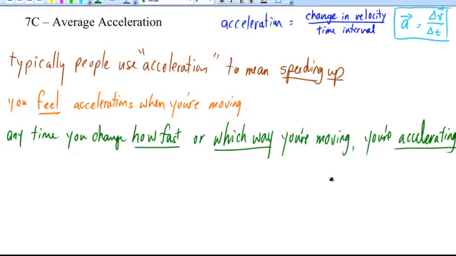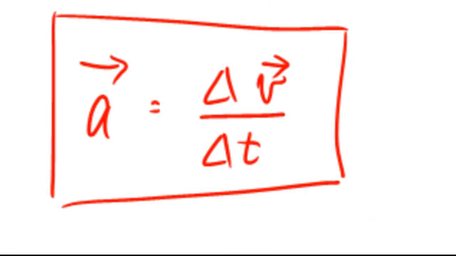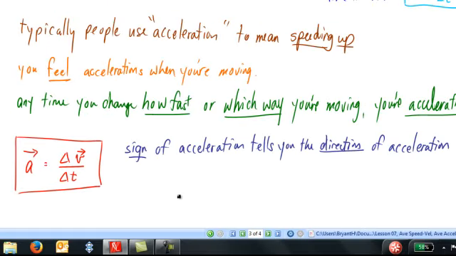Let's come back to our equation for acceleration. Acceleration is a vector just as velocity is a vector. When we deal with linear motion, then the sign of the acceleration will tell you its direction. It's possible to have positive accelerations, which means that the velocity is changing in the positive direction. And it's possible to have negative accelerations, which means the velocity is changing in the negative direction.